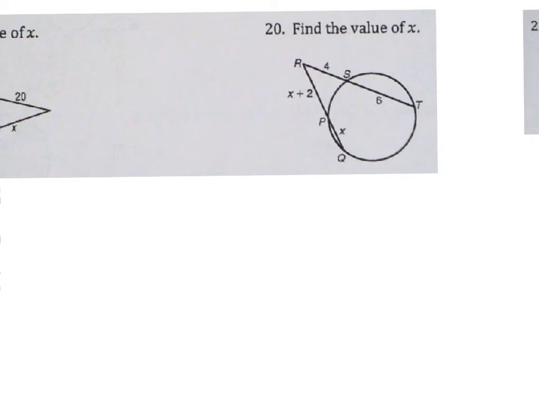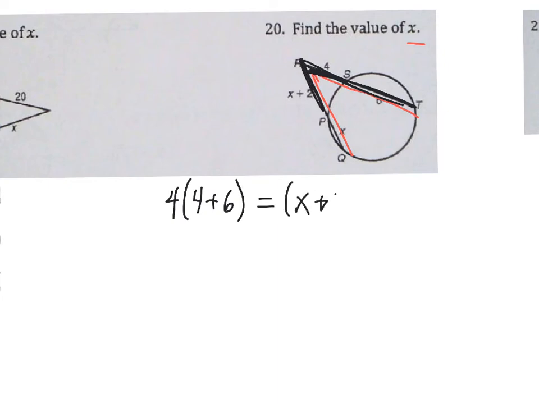Next problem is similar. I'm dealing with two secant segments, so I have RT and I have PQ. I'm going to set it up the same way I did for the last one. If you remember, my equation is going to be the piece times the whole thing, which is 4 and 6, is equal to the piece, now the external piece is x plus 2, times the whole thing, which is going to be x plus 2 plus x.